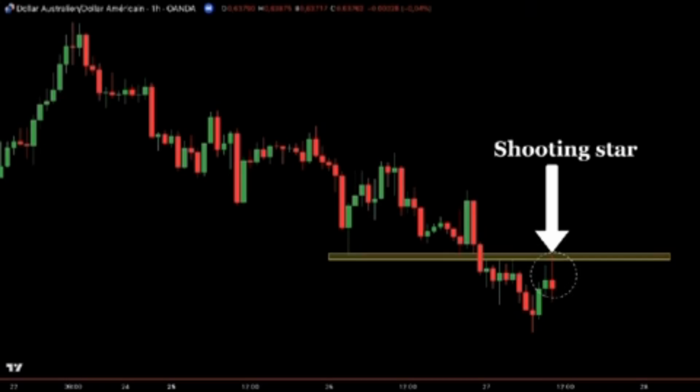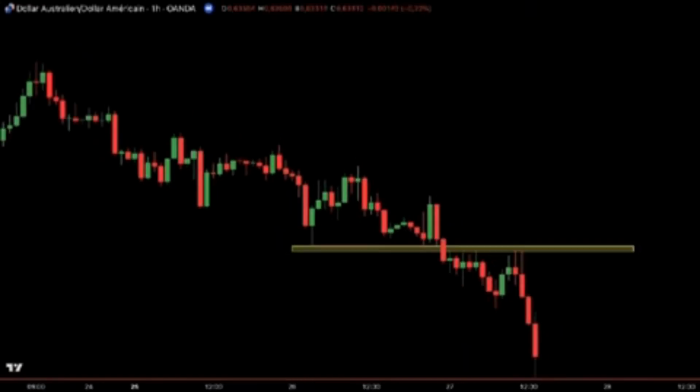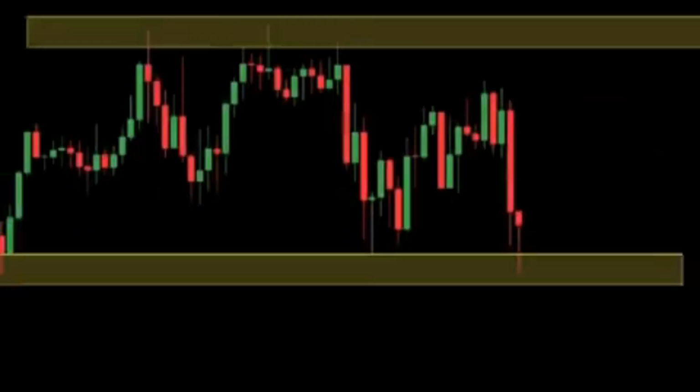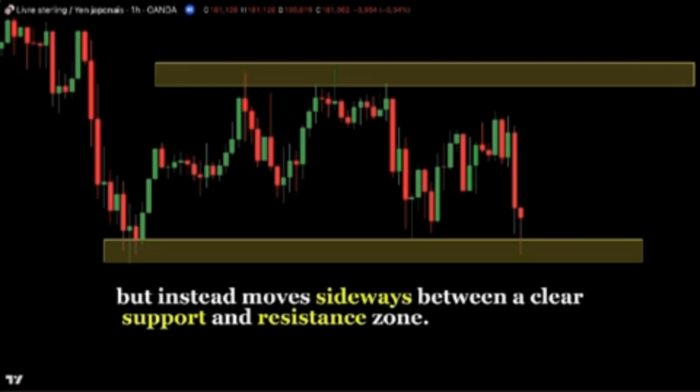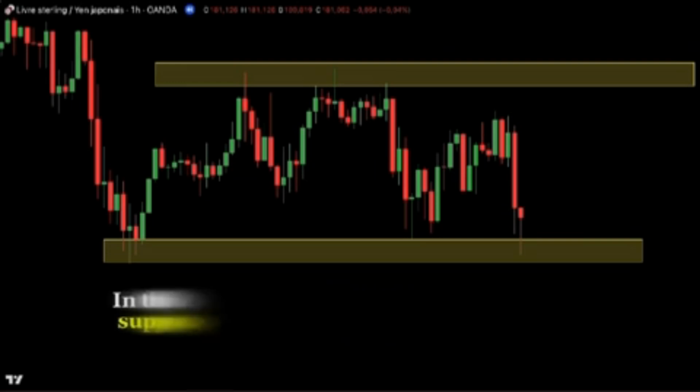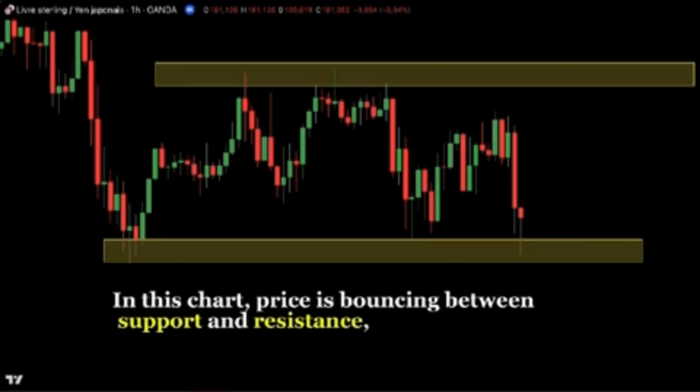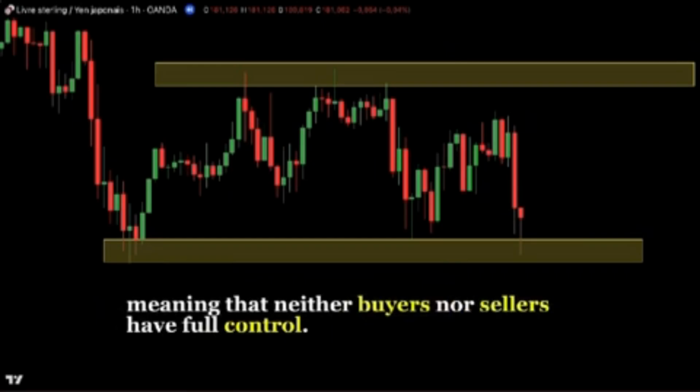Now let's look at a range-bound market, where price isn't making higher highs or lower lows but instead moves sideways between a clear support and resistance zone. In this chart, price is bouncing between support and resistance, meaning that neither buyers nor sellers have full control. Every time price reaches the resistance level, sellers step in and push it back down. Every time price reaches the support level, buyers step in and push it back up.